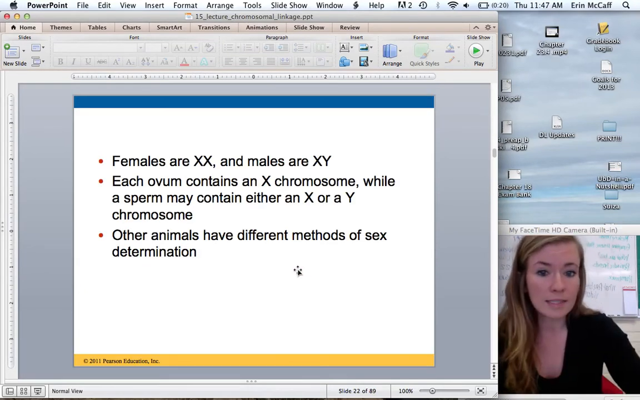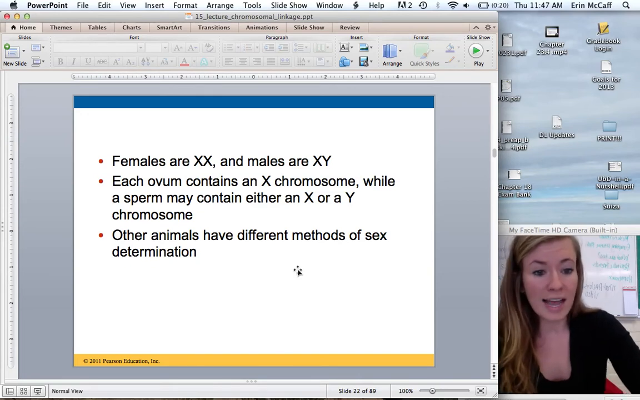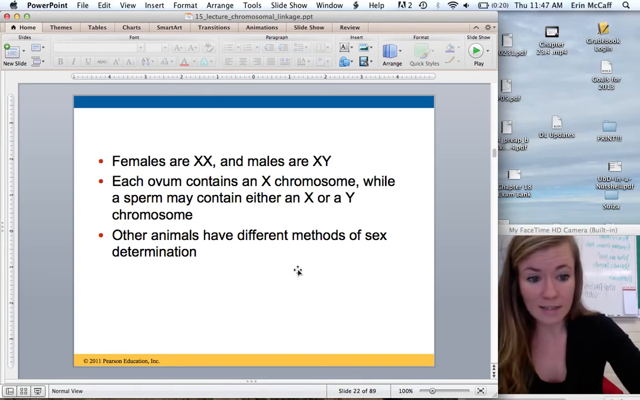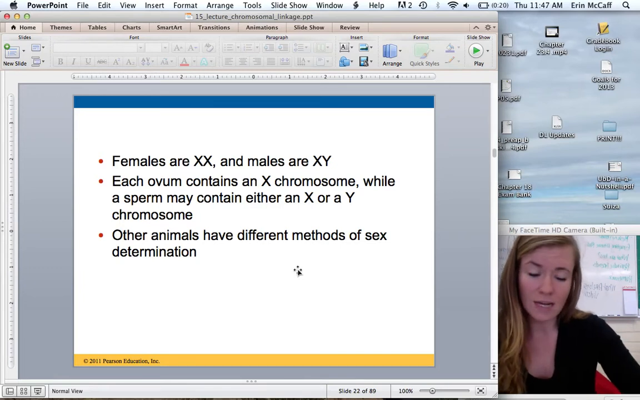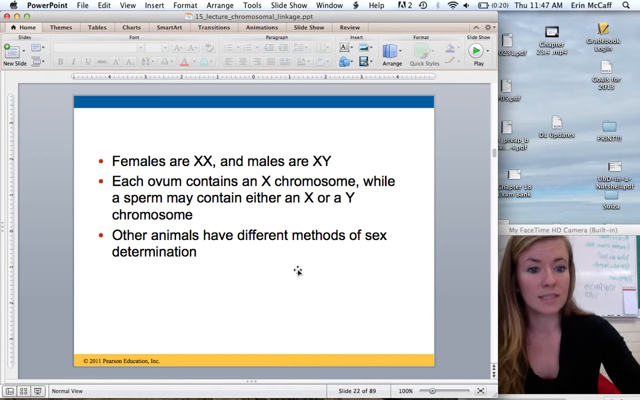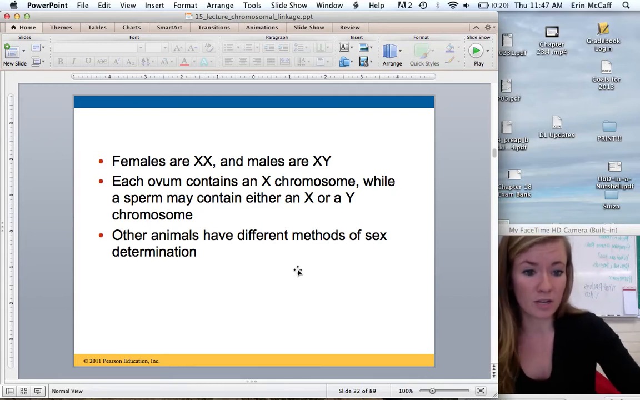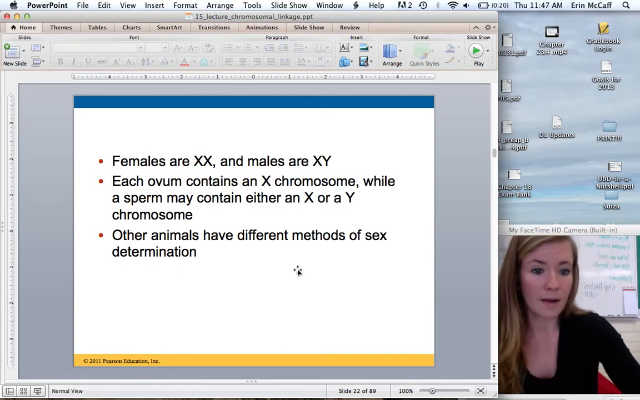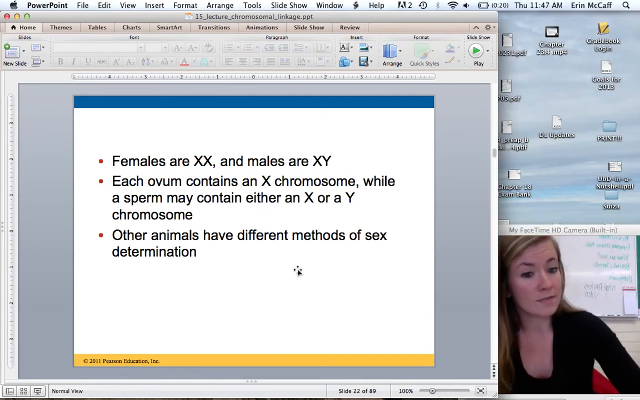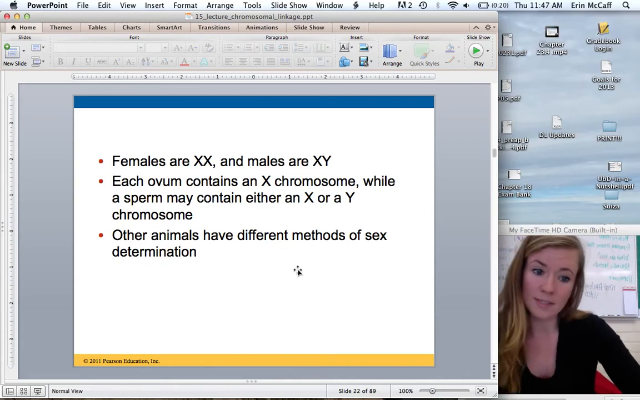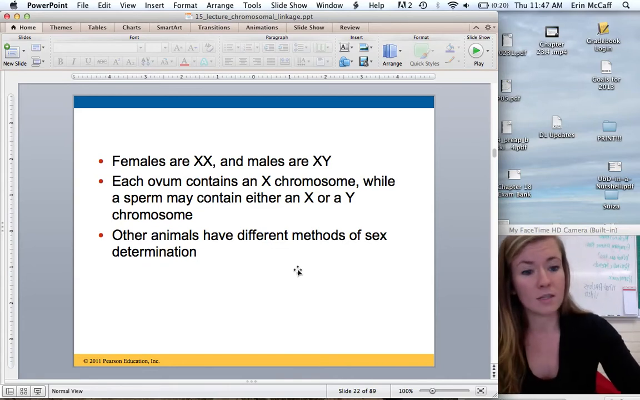You know that females are XX, males are XY, and each egg, ovum, contains an X, because your mother only has X's, so she can only give you X's, but your father's sperm could have an X or a Y, because they have an X or a Y to give. So the male is actually the parent that determines the gender of the offspring. Females are given an X no matter what. If you get a sperm that has an X from your dad, you're going to be female. If you have a sperm that has a Y from your dad, you're going to be male. So the male is the one that does the gender determination in our XY system.